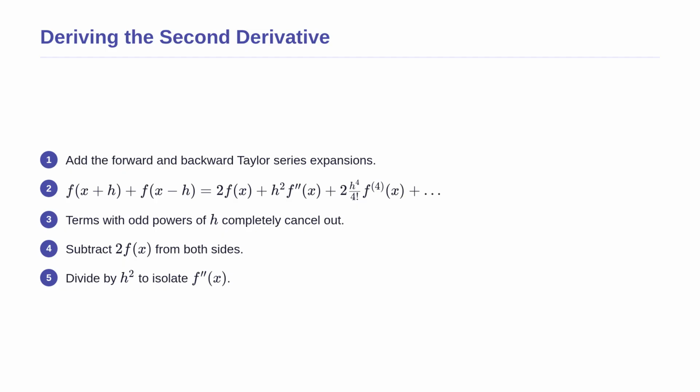Now that we have used the second derivative formula, let us quickly prove where it comes from. As mentioned earlier, we take the forward and backward Taylor series expansions, but this time we add them together instead of subtracting. When we add them, the terms with odd powers of h, like the first and third derivatives, completely cancel out. We are left with twice the original function and the even derivatives. By simply subtracting 2f of x from both sides and dividing by h squared, we isolate the second derivative. This elegant algebraic manipulation is exactly what makes complex computational physics possible on modern computers.